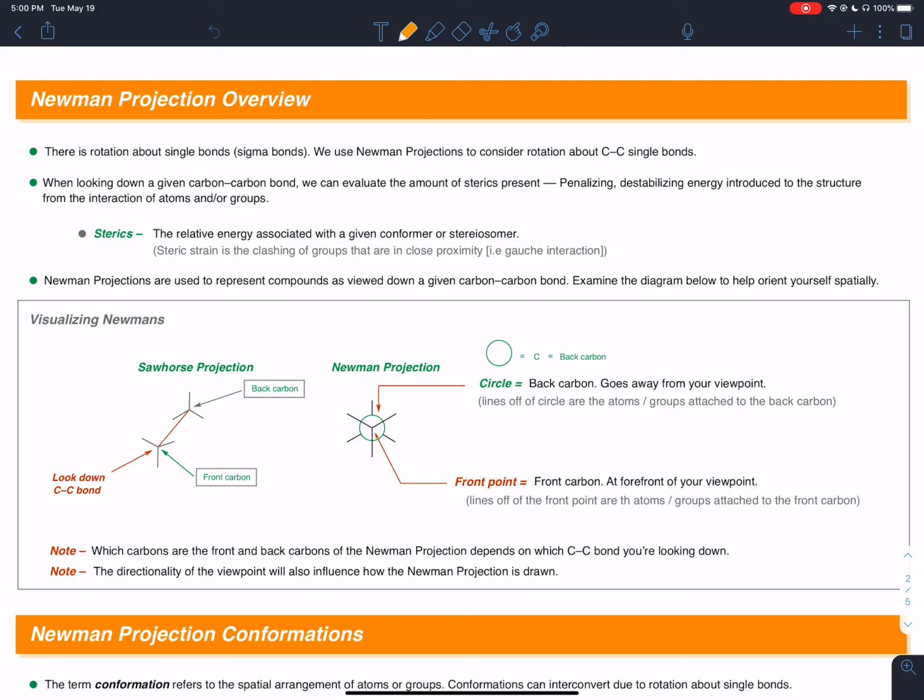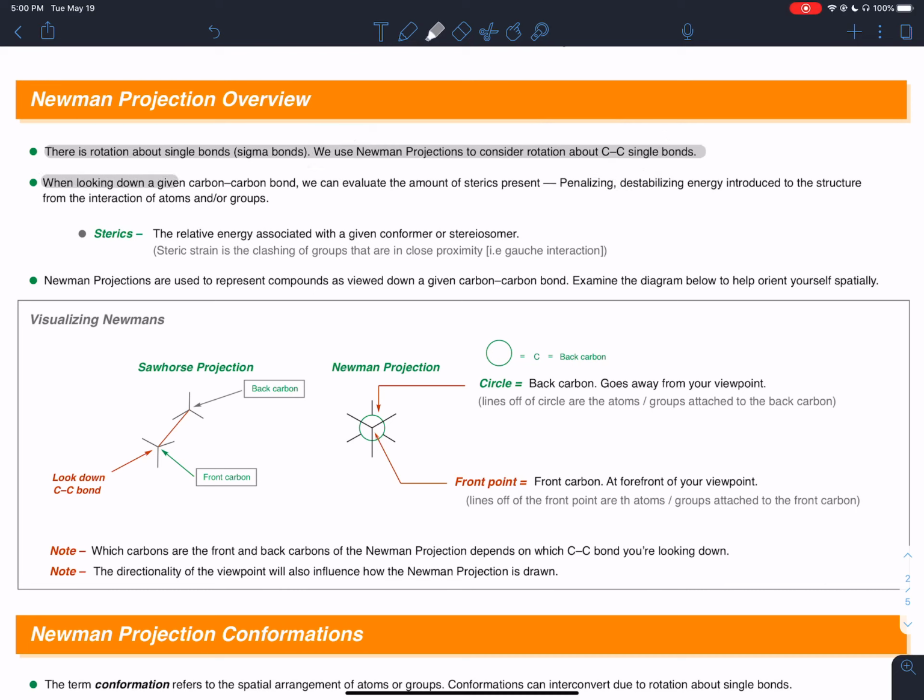Hi everyone, in this tutorial we are going to be talking about Newman projections. We're going to do a Newman projection overview. Now, it's really important to consider that in a compound, there is rotation about carbon-carbon single bonds, about sigma bonds. And we use Newman projections to consider this rotation about those single bonds, okay?